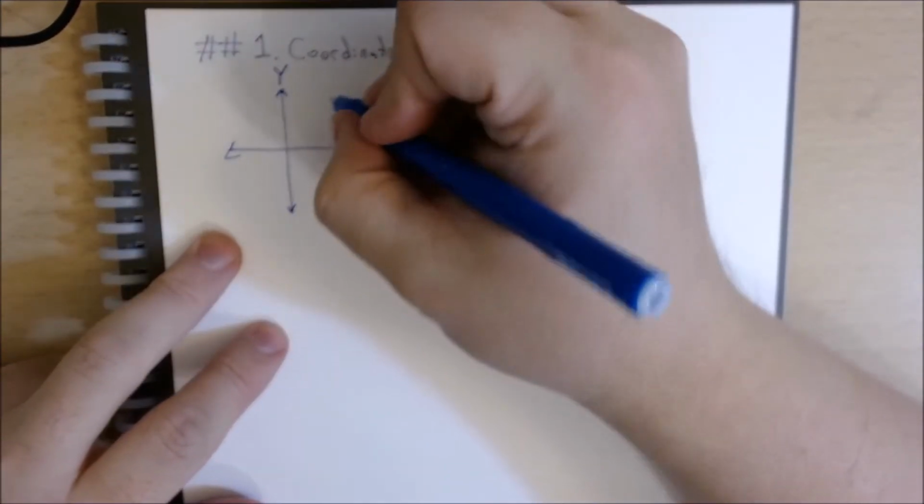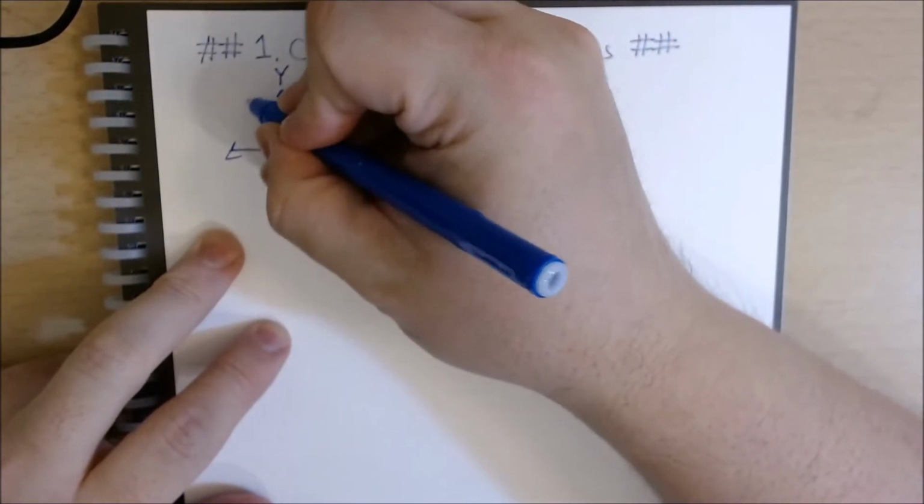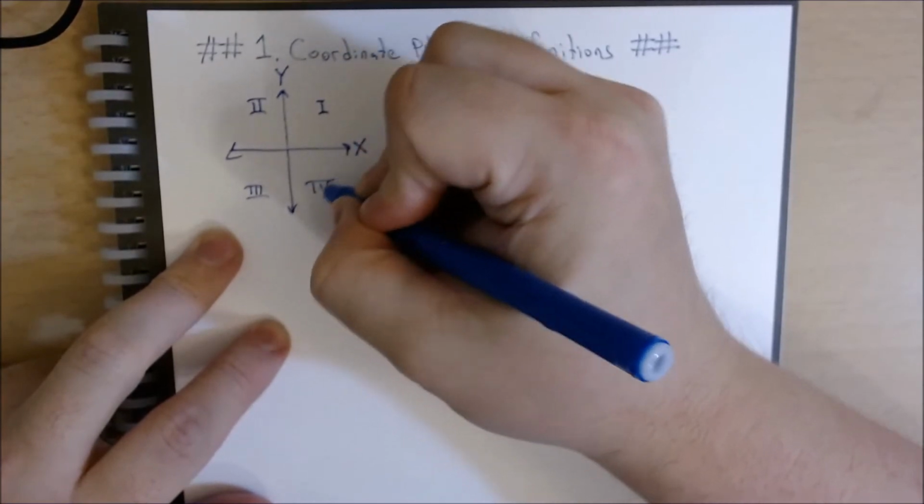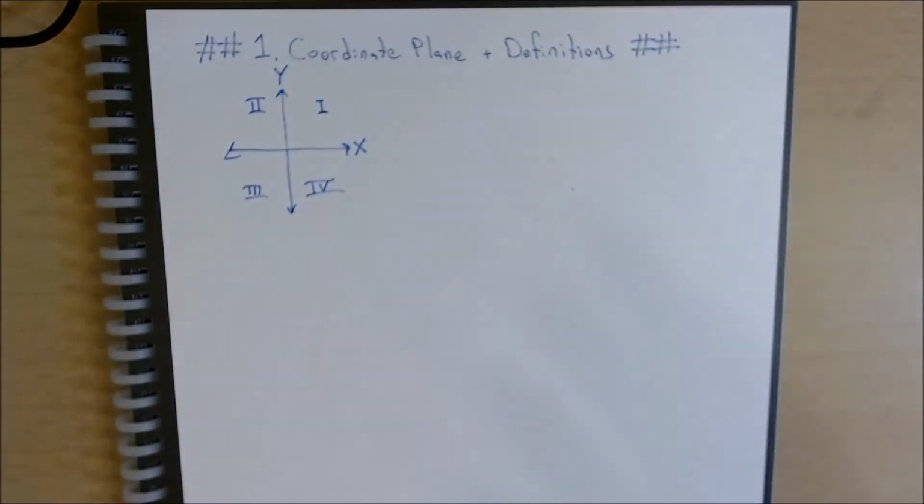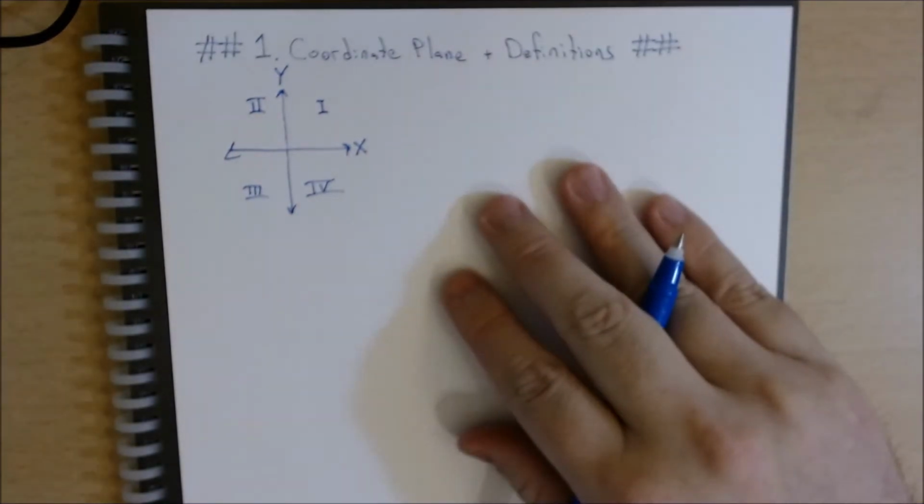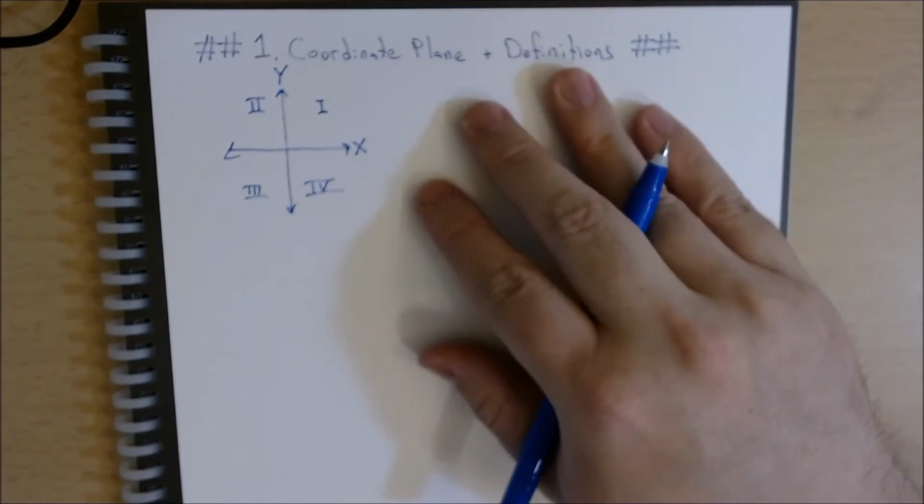Sometimes you might be asked what quadrant things are in. First quadrant, second quadrant, third quadrant, fourth quadrant. All Roman numerals. So that should be easy. You should know that already. You've probably been doing this for, geez, a long time.